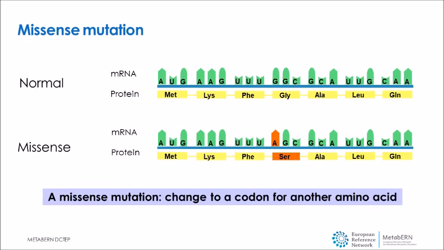Amongst the point mutations of DNA, the most frequent mutations are missense mutations. A missense mutation is a change of a nucleotide at the DNA or mRNA level, resulting in a change of amino acid codon, which the ribosome recognizes, hence the production of another amino acid. This amino acid substitution may have no effect, or it may render the protein non-functional.